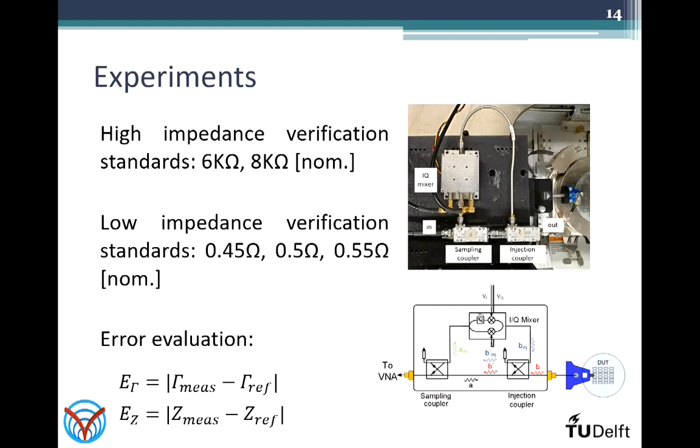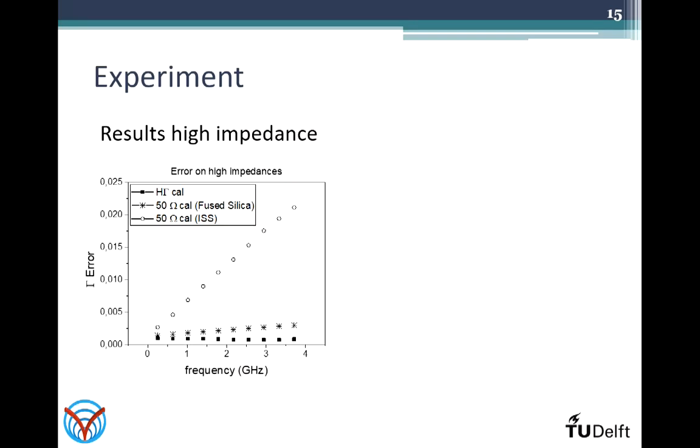In this picture, we can see the setup we used in our lab in Delft. Here we have the signal coming from the PNA. The signal is sampled and sent to the IQ mixer and is then injected back in this direction to the PNA to perform the cancellation.